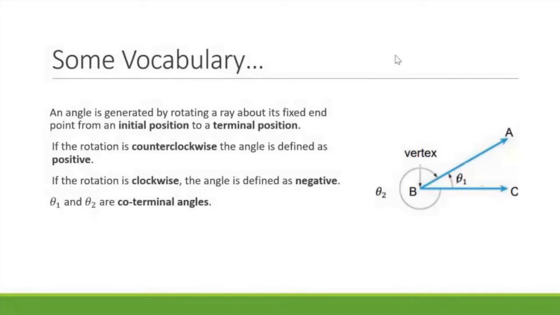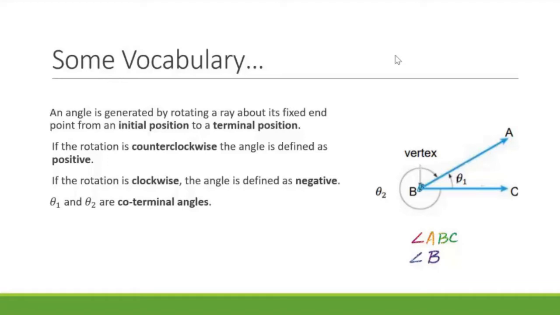Okay, let's kick off trigonometry with some vocabulary about angles. So let's look at angle ABC over here. We could write that as angle ABC. It's got rays BA and BC, and they meet at the vertex at B. So we could also call this simply angle B.